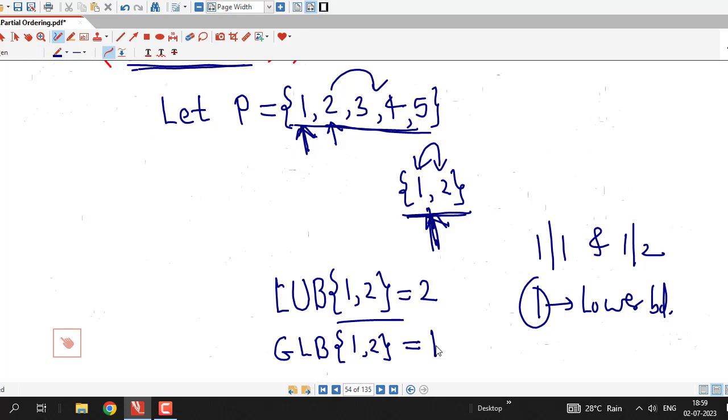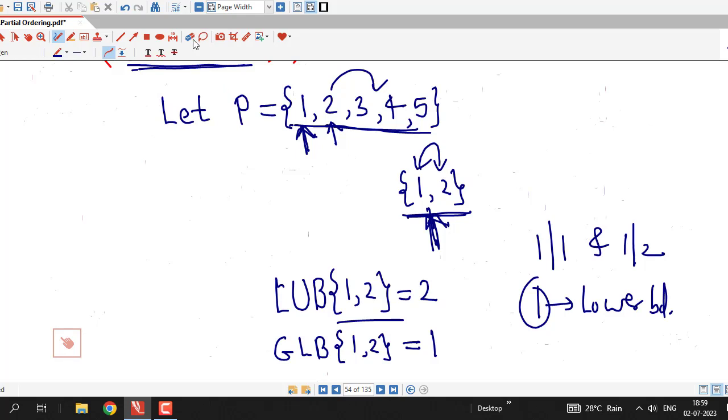In this way I have to decide LUB and GLB, or find the least upper bound and greatest lower bound for each possible pair. I have to check for every possible pair whether LUB and GLB exist or not.